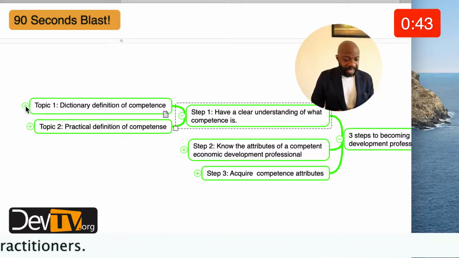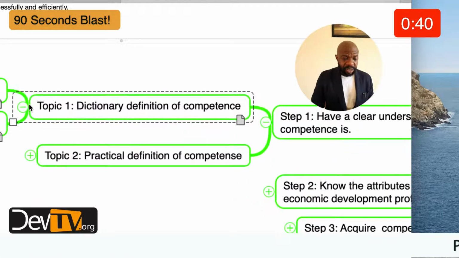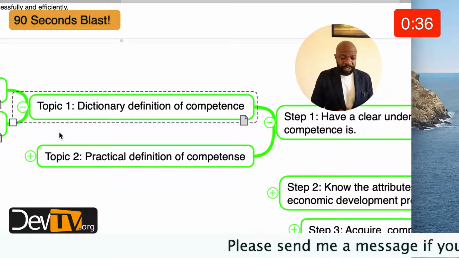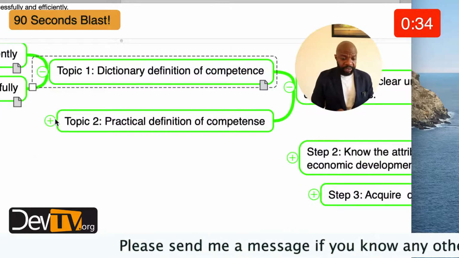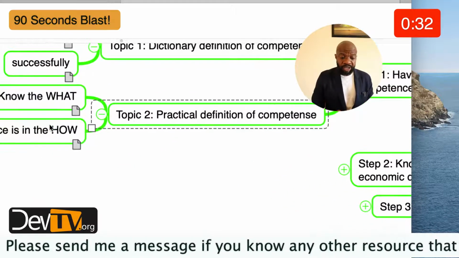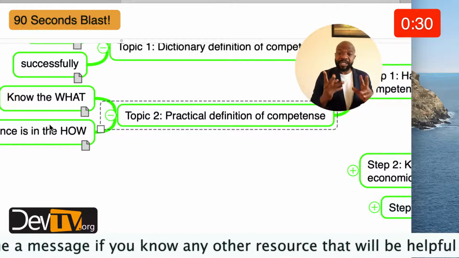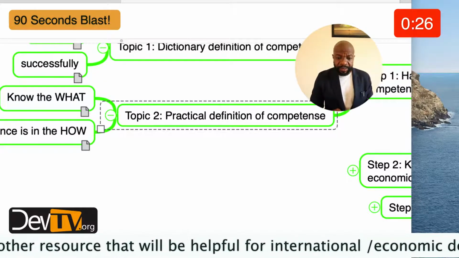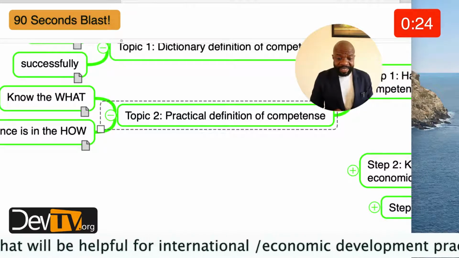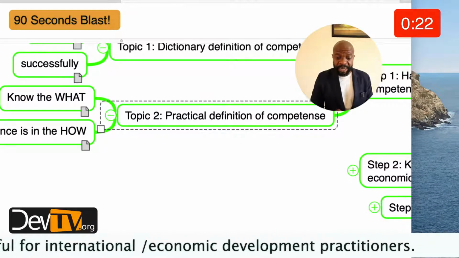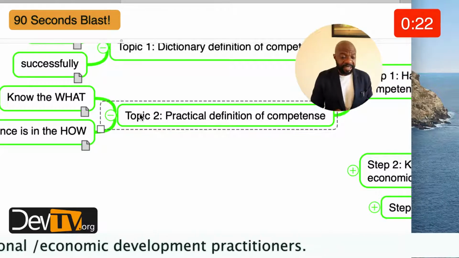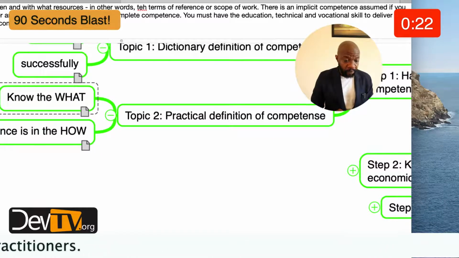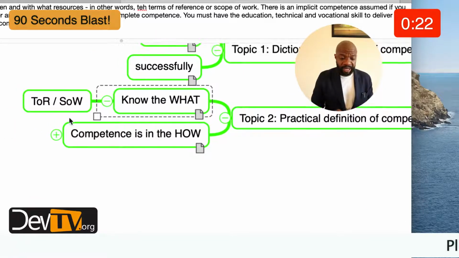So I consider that the ordinary definition of competence. The real definition of competence, or true definition of competence, is split into two. So the first is the idea of what it is that must be delivered, right? So that's essentially the TOR and the scope of work and all of the things that come with that.